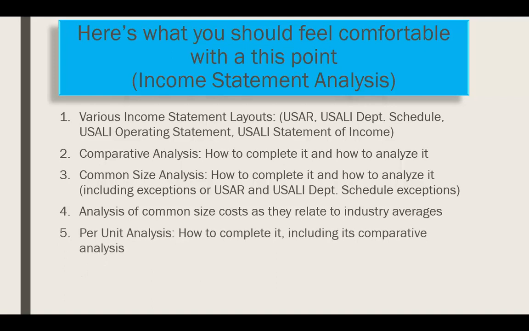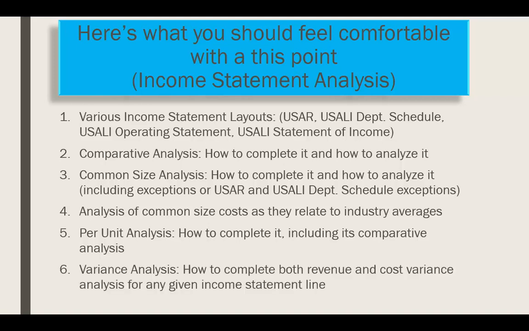Per unit analysis, after this, we should feel comfortable with how to complete it. So we're just taking each line and dividing it by the per unit, so per cover or per room night. And then we want to perform a comparative analysis using our per cover or per room night numbers. And then lastly, a variance analysis. So how to complete both revenue and cost variance analysis for any given income statement line to find out why we got more revenue, less revenue, more costs, less costs. Where did it come from? Is it a change in quantity, or is it a change in price or cost?